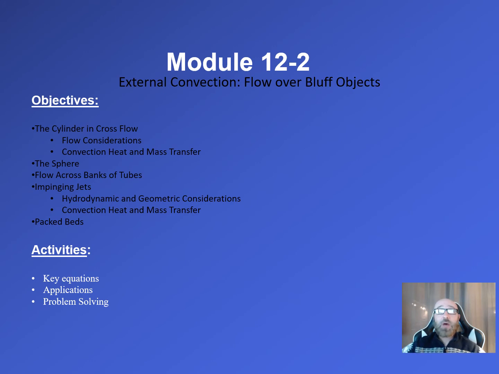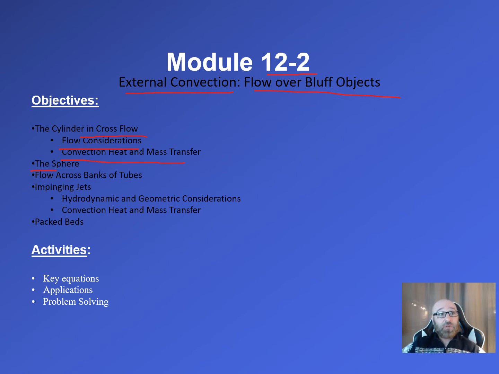So now moving on to our Module 12.2, our second section for Module 12, we're going to be taking a look now at external convection, specifically looking at the flow over bluff objects. Within this section, we're going to cover the topics of the cylinder in cross flow, looking specifically at the flow considerations and convection, heat, and mass transfer.